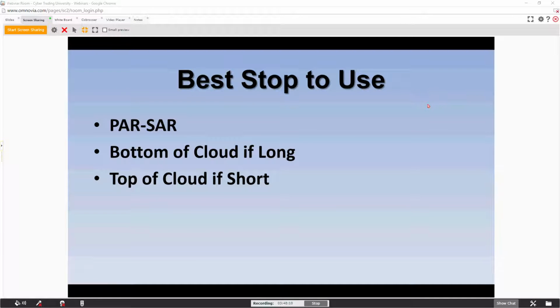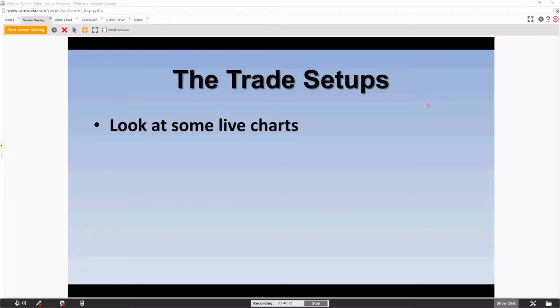All right. Best stops to use, I use a parabolic SAR. I also use the bottom of the cloud if I'm long, or the top of the cloud if I am short. Now, the trade setups.